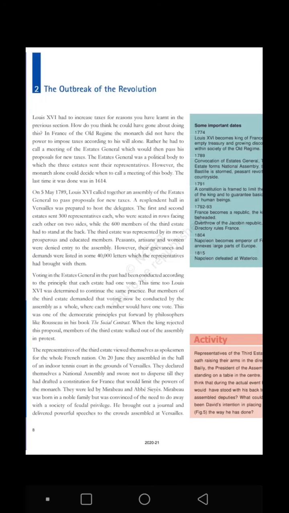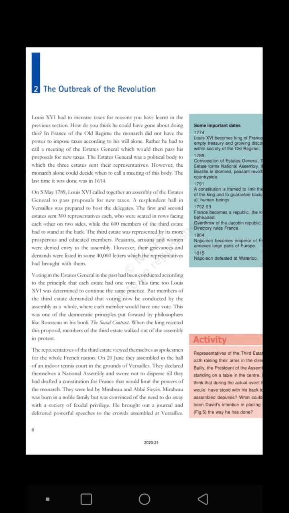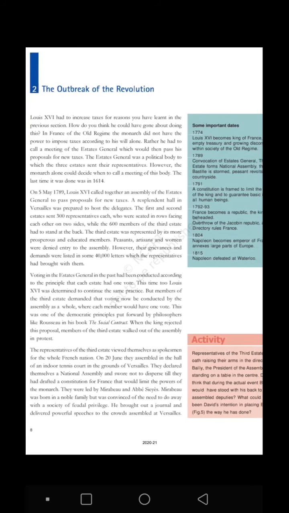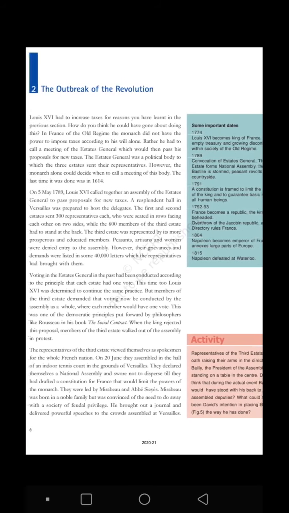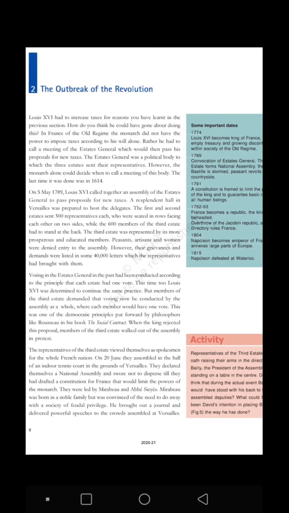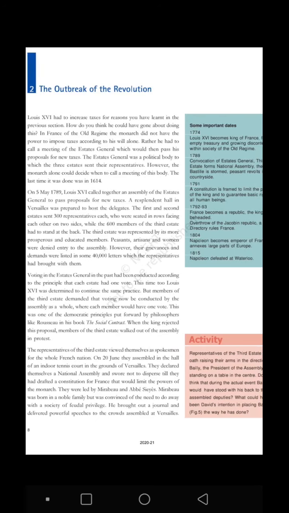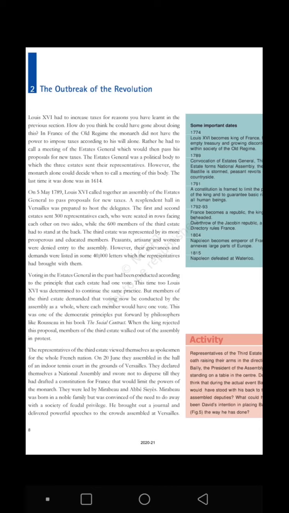Voting in the Estates General in the past had been conducted according to the principle that each estate had one vote. This time too, Louis XVI was determined to continue the same practice, but members of the third estate demanded that voting now be conducted by the assembly as a whole, where each member would have one vote. This was one of the democratic principles put forward by philosophers like Rousseau in his book The Social Contract. When the king rejected this proposal, members of the third estate walked out of the assembly in protest.